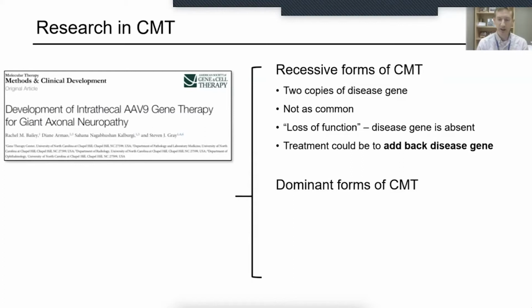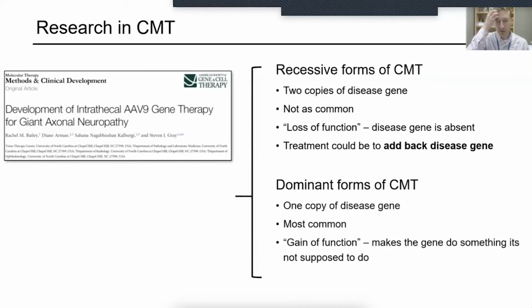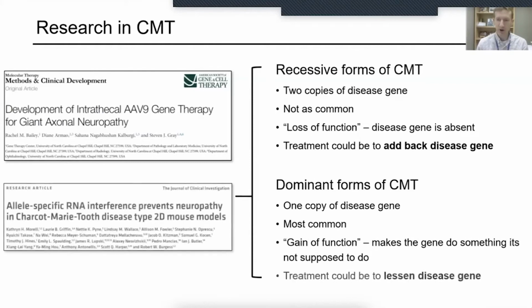Increasingly, these strategies are going to be tested in the appropriate situation. This could really be revolutionary eventually if these kinds of strategies work for recessive types of CMT. For dominant forms of CMT, there's 1 copy of the disease gene. This is, like I said before, the most common type of CMT. In these cases, there's a gain of function, meaning that the disease gene is now doing something that it's not supposed to do, so it's a little harder to figure out what to do about that. Ideally you would lessen that disease gene in some way, but it turns out that's not as straightforward as replacing a gene. There are some strategies, what we call knockdown approaches, to try to eliminate just the disease gene. But to be able to do that and spare the normal gene is not so straightforward, though there are efforts ongoing to do that.